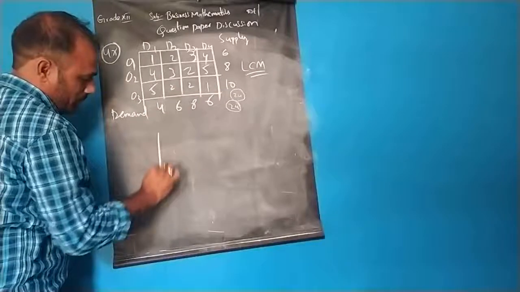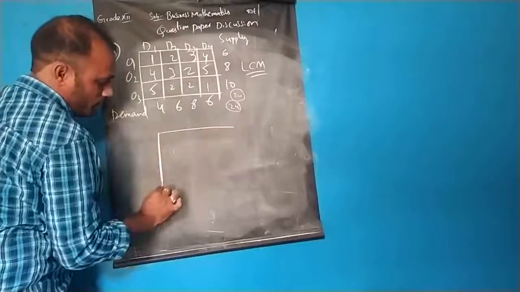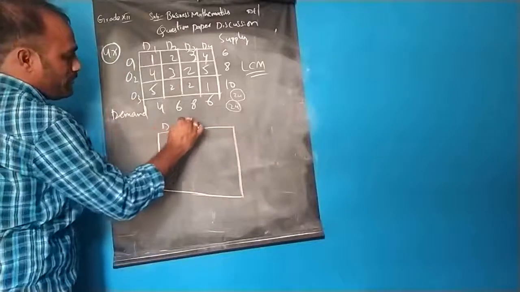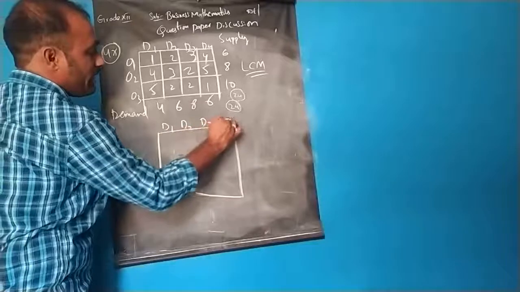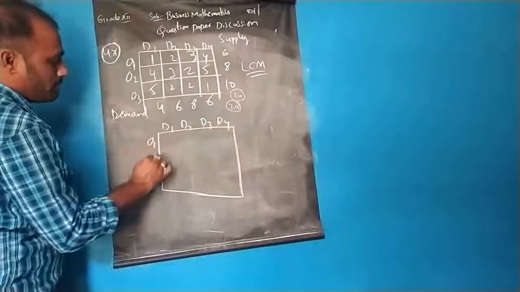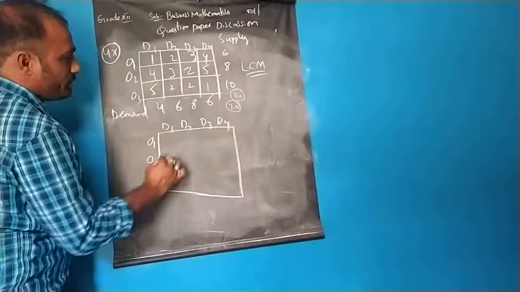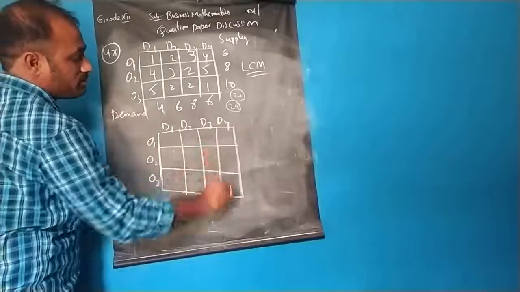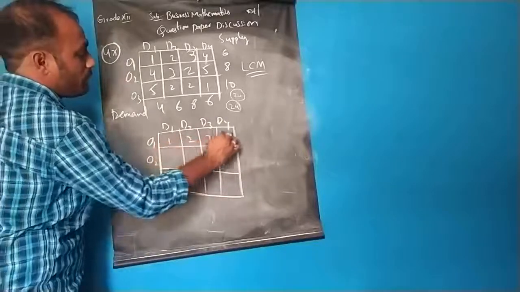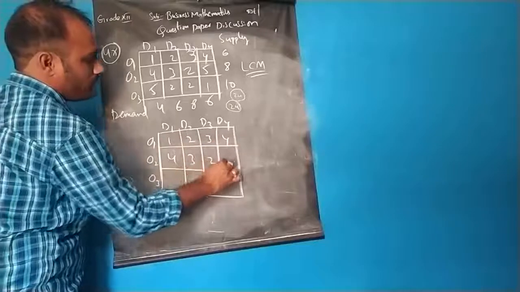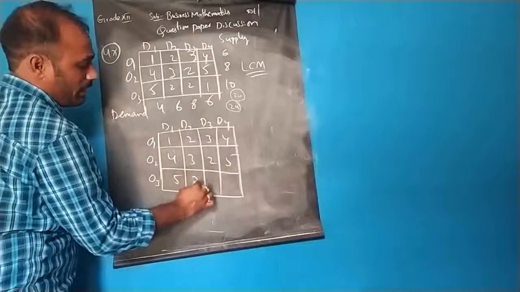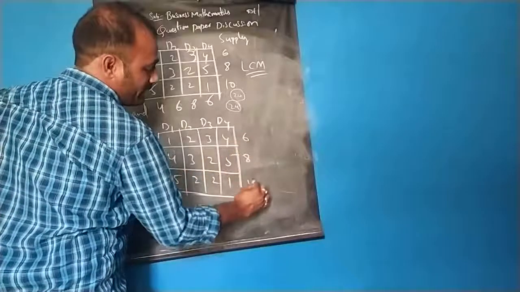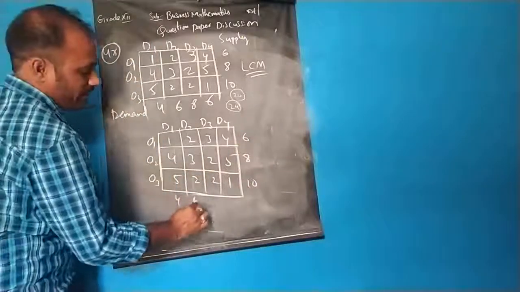First let me draw that. We are going to do it within one box. Try to understand. We have D1, D2, D3 and D4, and O1, O2 and O3. So totally 3 rows are there and 4 columns. Here 1, 2, 3, 4 and 4, 3, 2, 5, 5, double 2, 1. Here 6, 8, 10 and 4, 6, 8, 6.